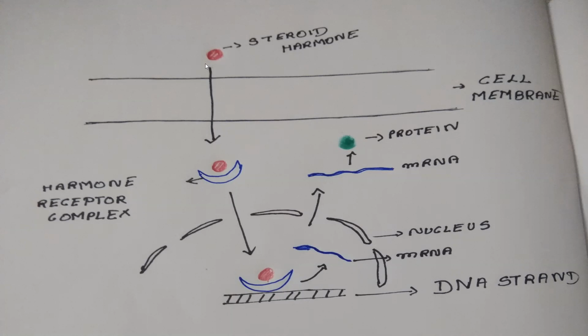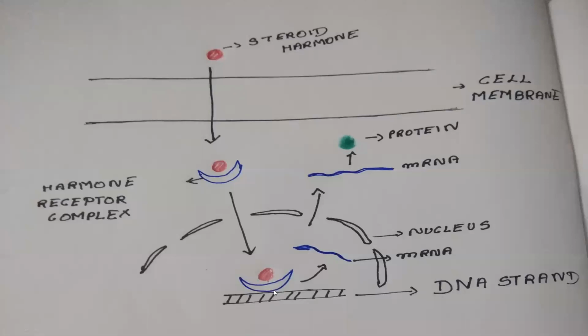The red spot you can see here is the steroid hormone, say estrogen or progesterone. Because it is lipid soluble, it can cross the cell membrane and bind to the receptor present in the cytosol. The receptor is in blue color. Here we can see the formation of a hormone receptor complex. This complex enters the nucleus, where it binds to specific sites on the DNA strand, specific hormone responsive elements: estrogen responsive element or progesterone responsive element.